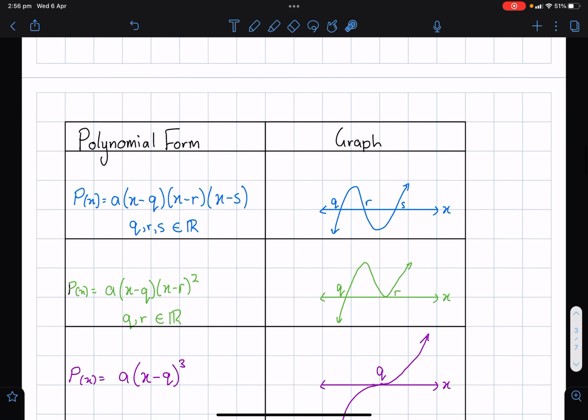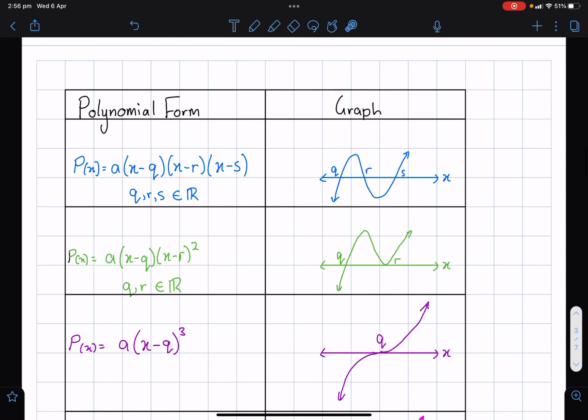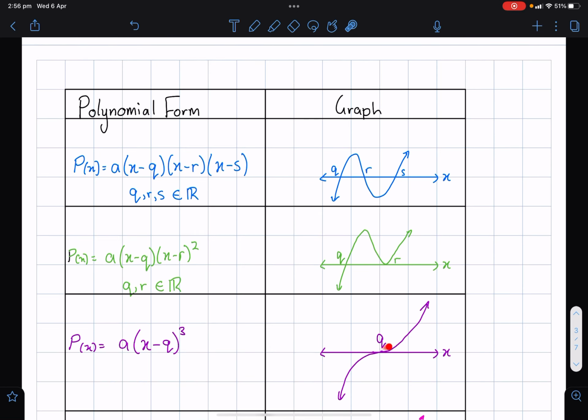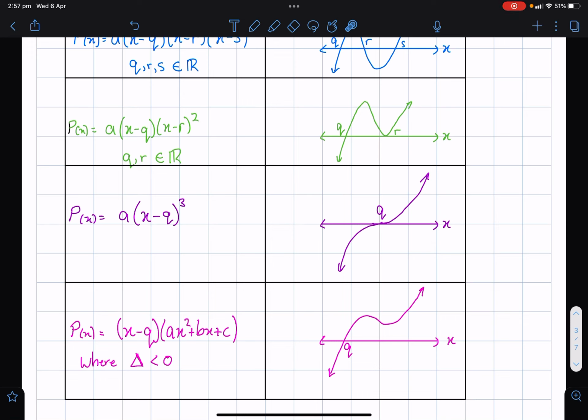For a cubic polynomial in the form a times (x − q) all cubed, we will have a cubic polynomial that looks like this, where it's horizontal at that point q, just like we had in the basic y equals ax cubed graph. So you have that flat zone on your polynomial at this value q. And then finally we have a linear factor (x − q) multiplied by some quadratic.